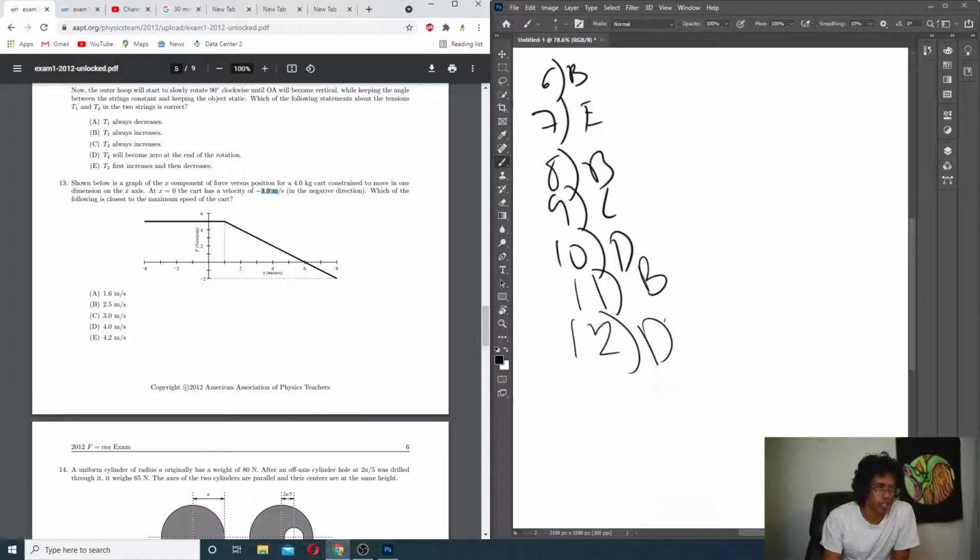And then once we have that, we got 1/2 times 4 times 3 squared. Then we want to add the amount of work done from x equals 0 to x equals 6. That's just the area under the curve, which is 1 times 5.